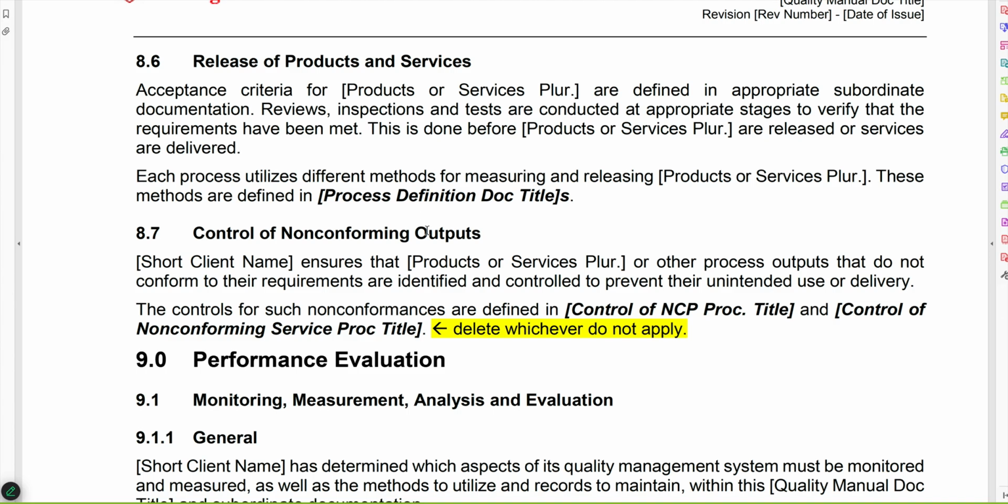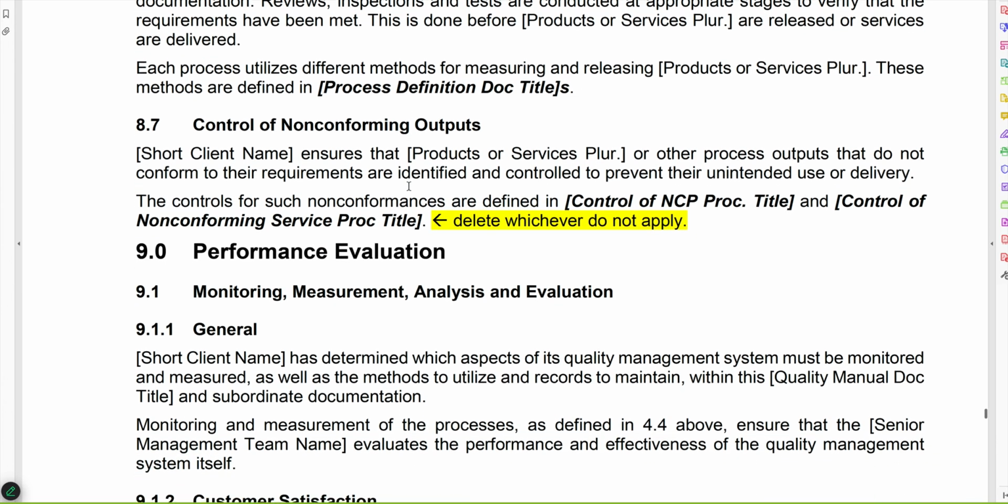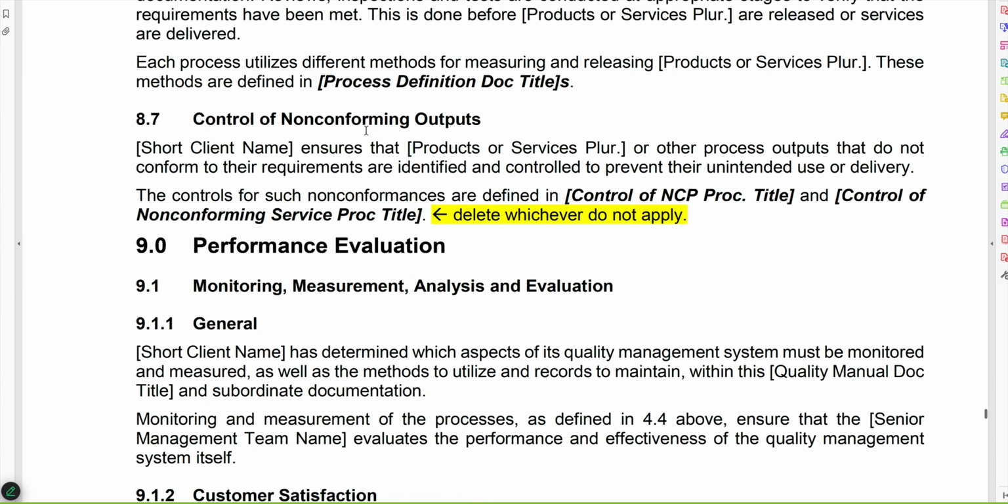Now we also have the last subsection for section 8, which is the control of nonconforming outputs. Here we have to state that the company ensures that products or other process outputs that do not conform to their requirements are identified and controlled to prevent their unintended use or delivery.